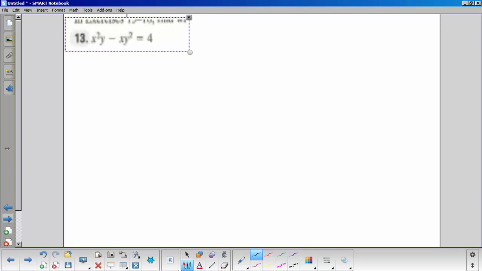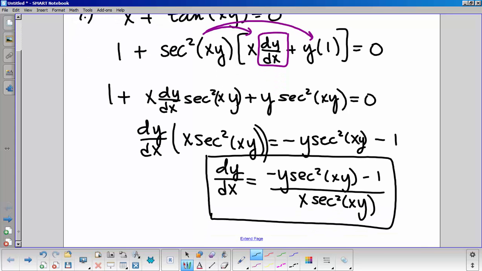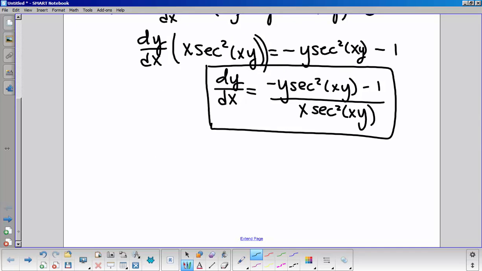I'll rewrite it so everybody can see it. I just have a question about the last one. How did they get this answer in the book? All right, let's see what the answer in the book says. Negative 1 over x cosine squared of xy, and then minus y over x.